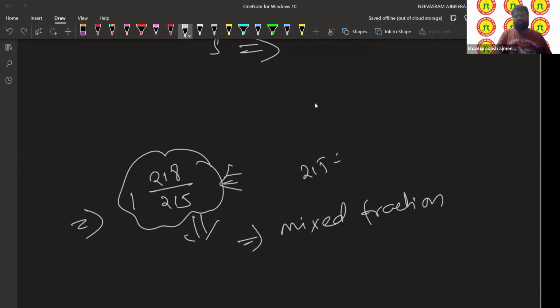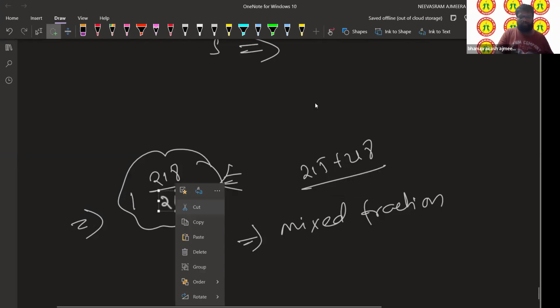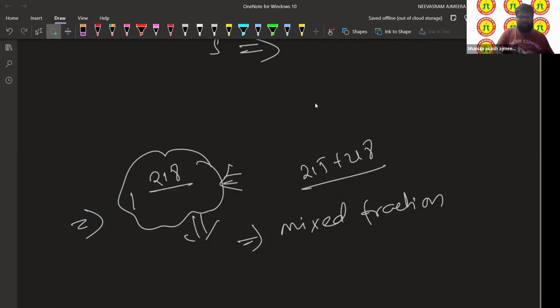So 215 plus 218 by 215. So this is 125, right? My bad. So this is 125 and this is 125. So this will become 125. So that will be equal to 343 by 125.